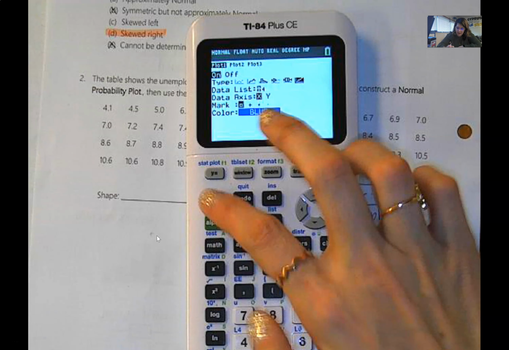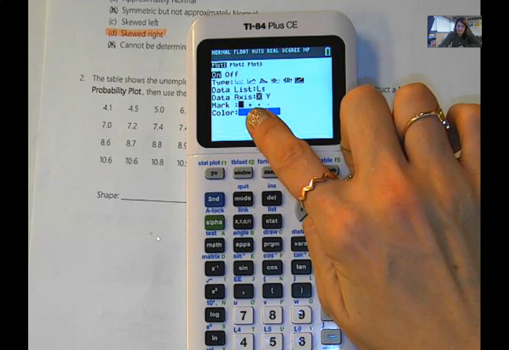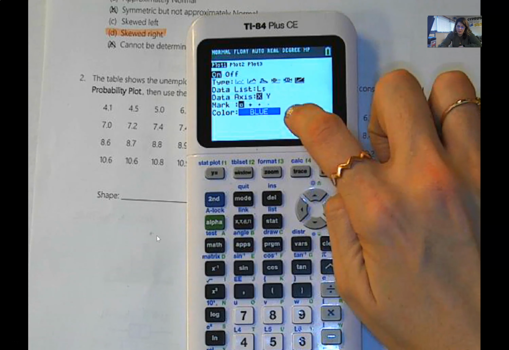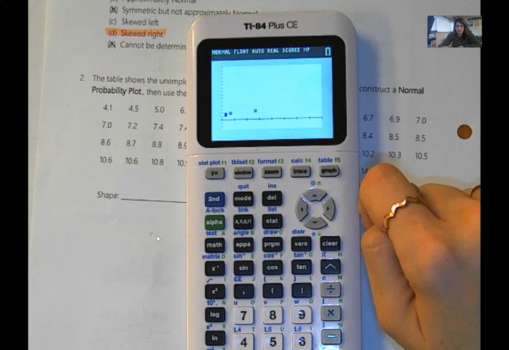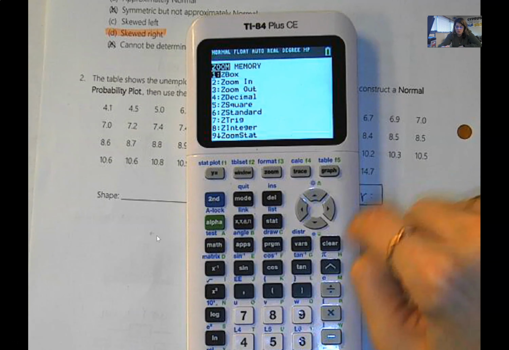Mine was in list 5. And then you can change what your points look like. It can be like a little circle, a plus sign, a dot, or a baby dot. From here, we hit graph. Well, that's not helpful. So hit zoom, zoom stat. This is our graph.